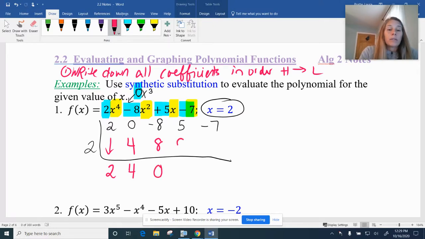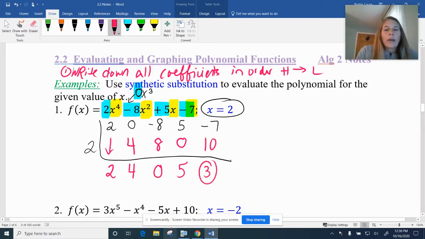0 times 2 is 0. Adding up the next column, I get 5. 5 times 2 is 10, and I add up that next column, and I get 3. So the answer is 3.